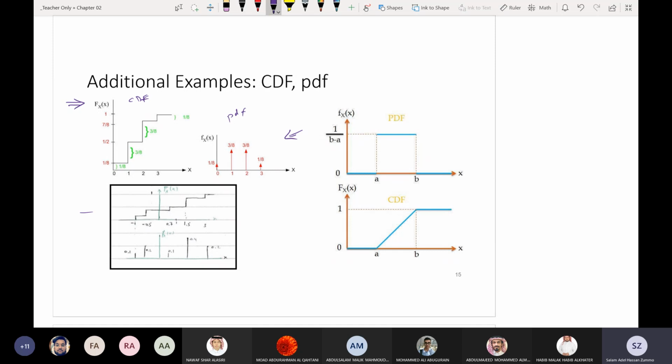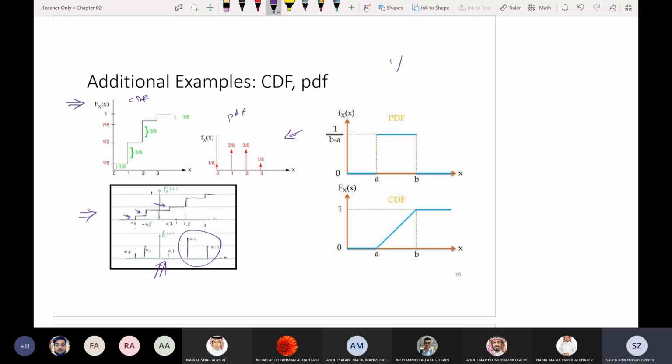Similarly, this is another function. You can see from here, the PDF looks like this. So simply you can see at every step you have a delta. At every step you have a delta. And the length of the delta equals the length of the step. And the total probability should always equal 1. So now this tells you that most of the probability is concentrated around these two values. Okay?